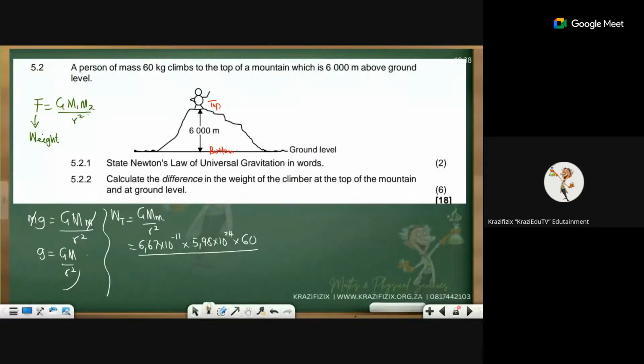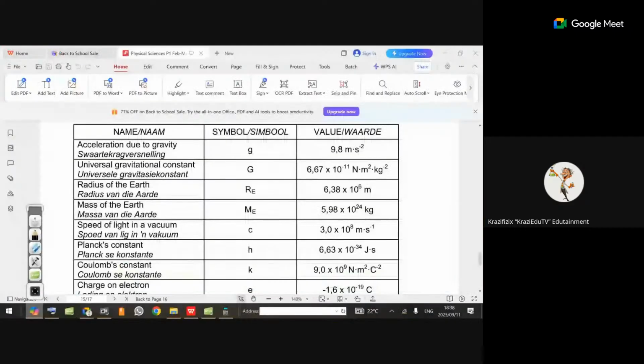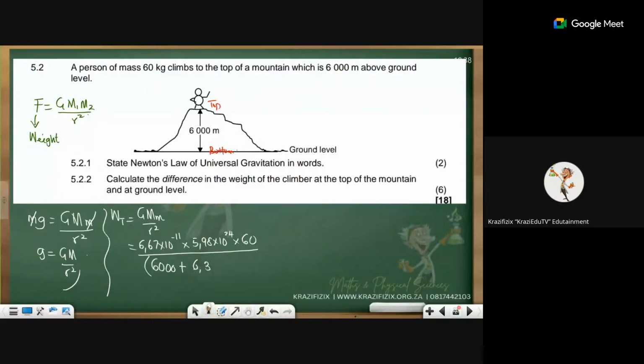Over. Now, what is the distance? This guy is on top of the mountain, so I need the radius. So 6,000 plus what is the radius of the earth? 6,38 times 10 to the power what? 6. This is above. Don't forget, it is all squared. Guys, can I just do both at the same time? GMm over what? R squared. Since they said the difference, minus 6,6.